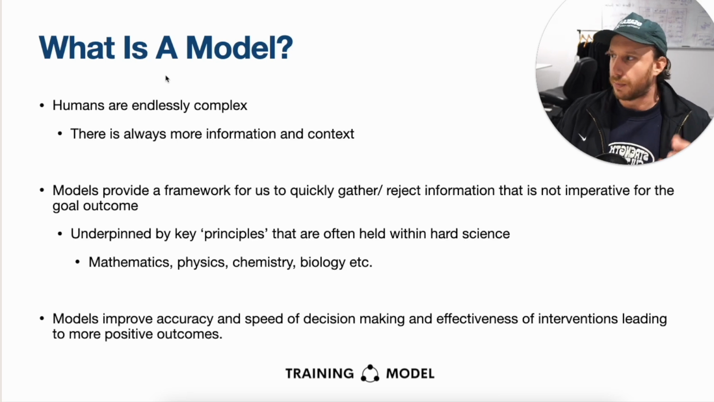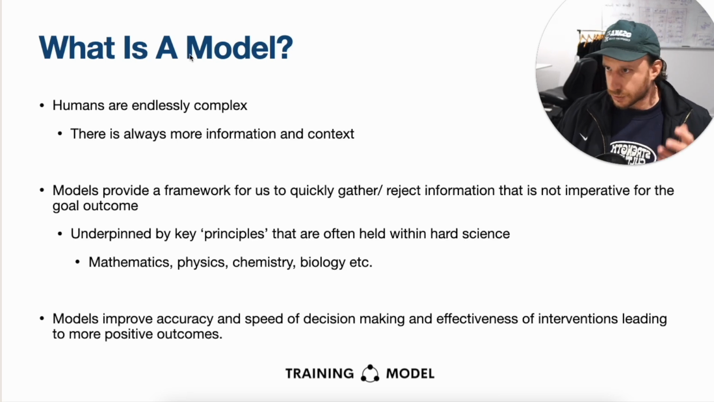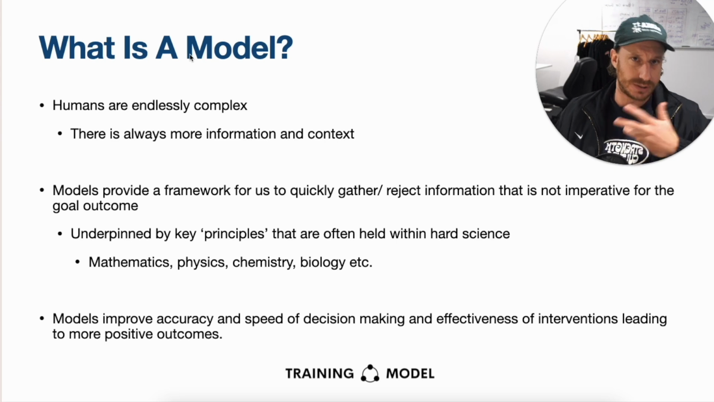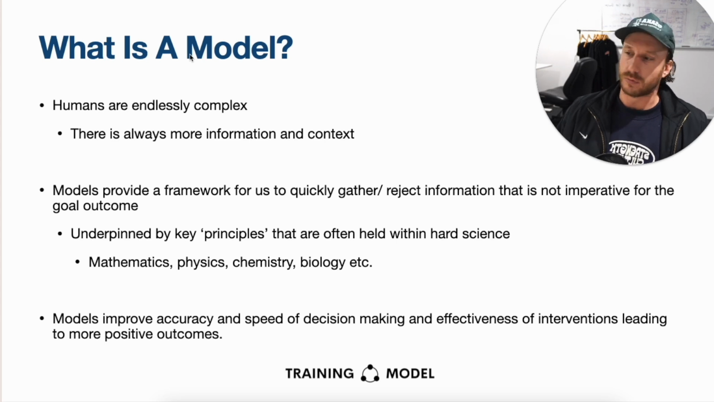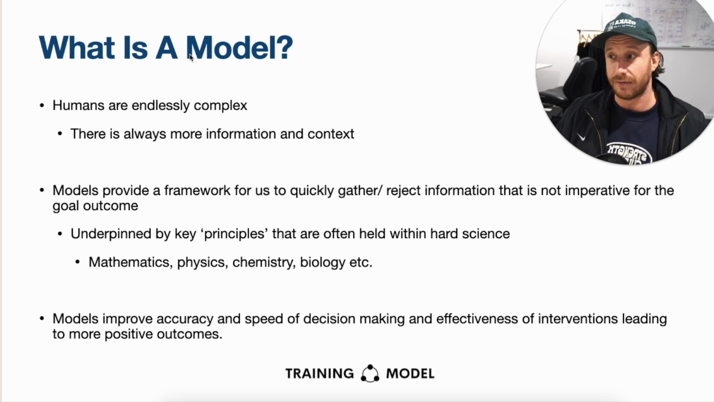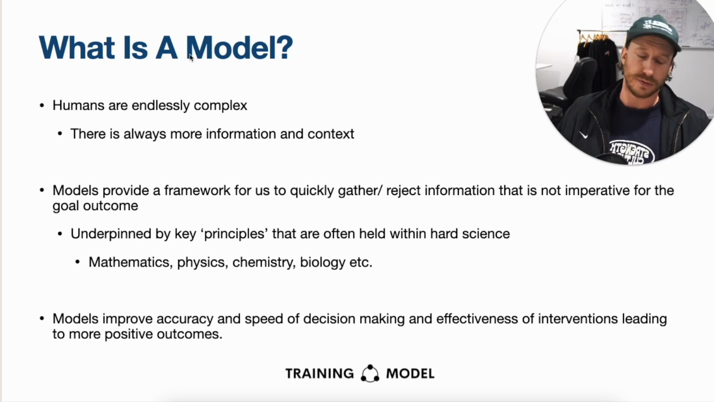So what is a model? Well, ultimately, a model helps us make decisions. That's all it is. And the reason that it helps us make decisions is because we don't have all of the required information. We will never have all the required information to make the most informed decision. And it's a fool's errand.